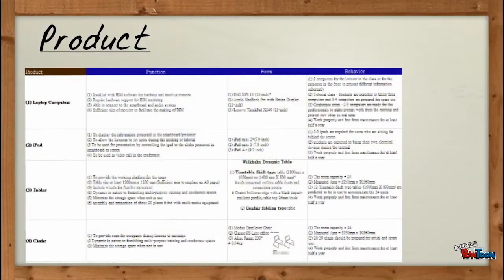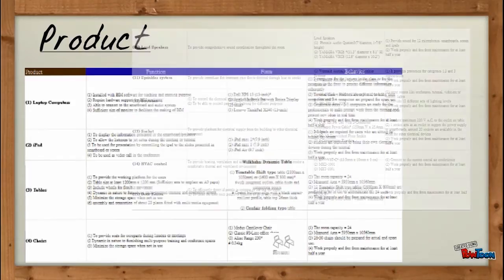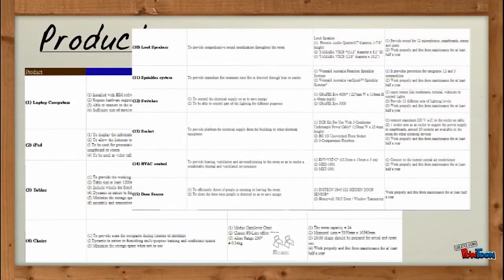The 25 objects are not limited to laptop computer, iPad, tables, chairs, smartboard, but also include loudspeaker system, cabinet, Wi-Fi system, whiteboard, sound absorption panel, projector, etc.